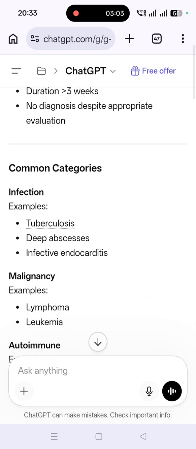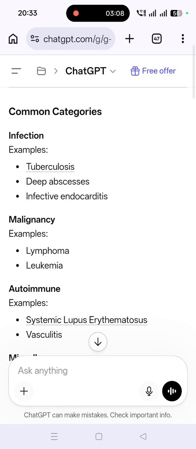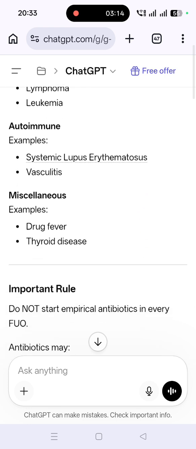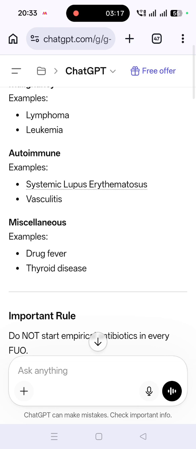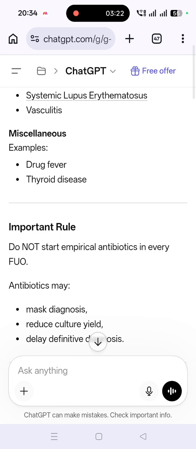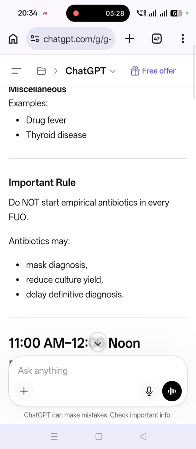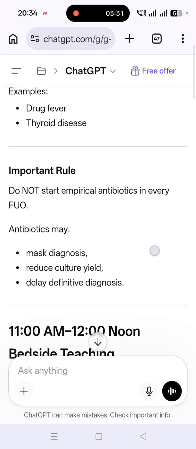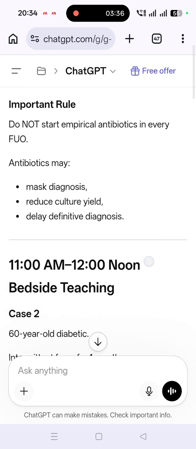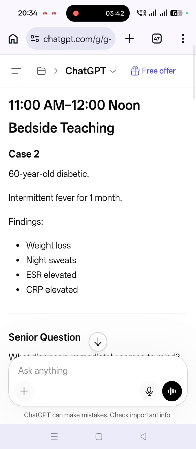So the common categories: infection, for example tuberculosis, deep abscesses, infective endocarditis. Malignancy, examples lymphoma, leukemia. Autoimmune, examples systemic lupus erythematosus and vasculitis. Miscellaneous, examples drug fever and thyroid disease. So the important rule is, do not start empirical antibiotics in every FUO. Antibiotics may mask diagnosis, reduce culture yield, and delay definitive diagnosis.